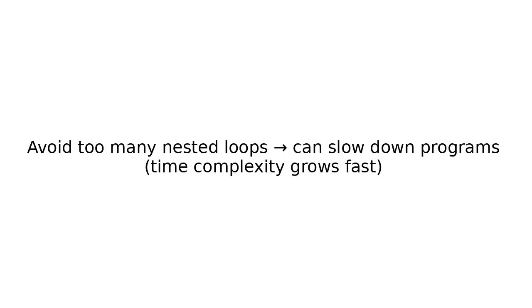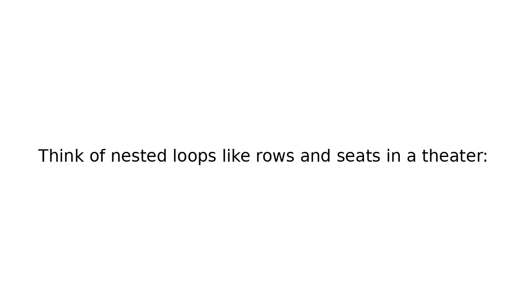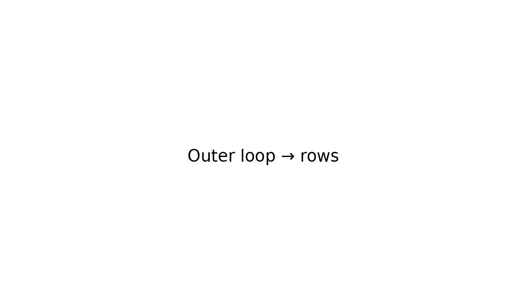Rules and tips. The outer loop runs first, then the inner loop completes all its iterations. The inner loop runs completely for every single outer loop iteration. Avoid too many nested loops, as they can slow down programs. Time complexity grows fast.